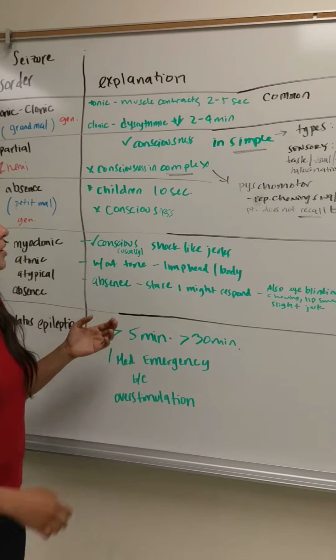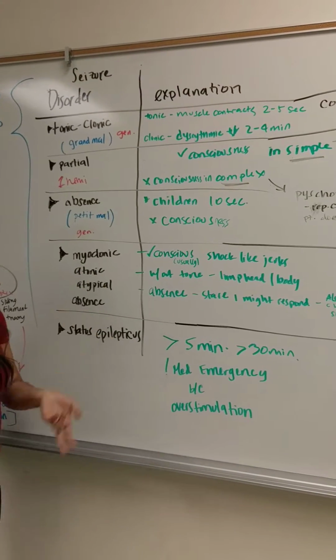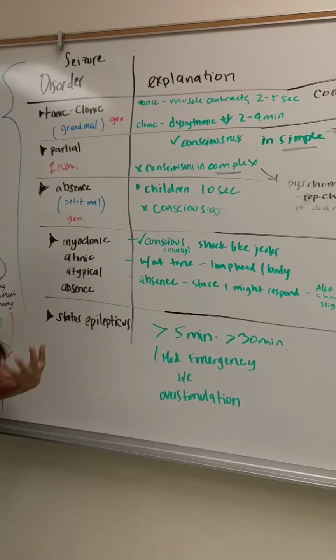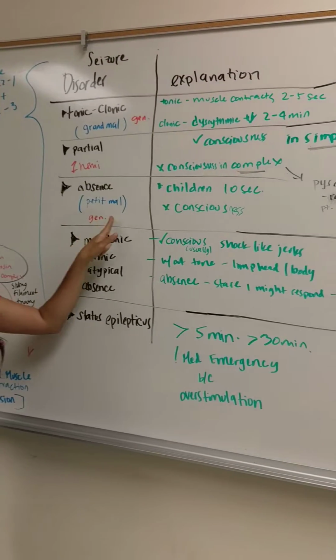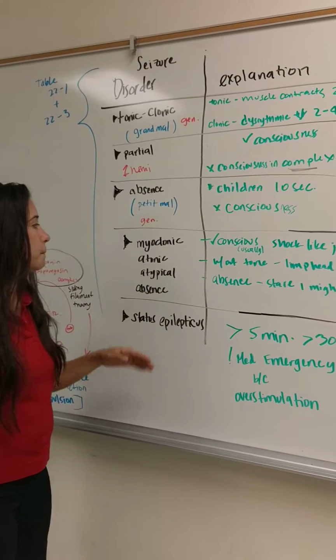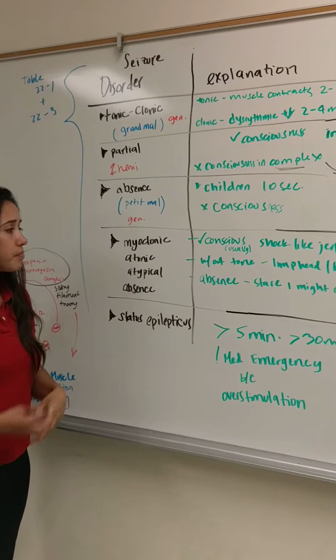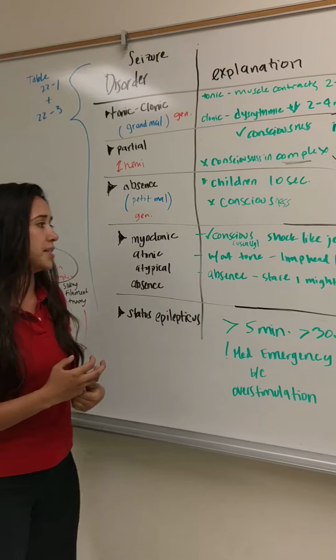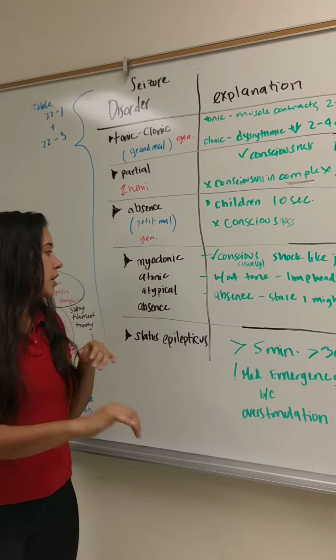Moving on to the next one, absence is very common in children. It lasts around 10 seconds. They're not conscious. It's also called petit mal, and it's under generalized again. We have these also in the book, myoclonic. What happens in myoclonic is that the person is usually conscious and has shock-like jerks.